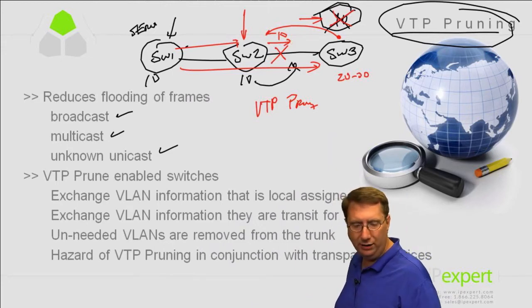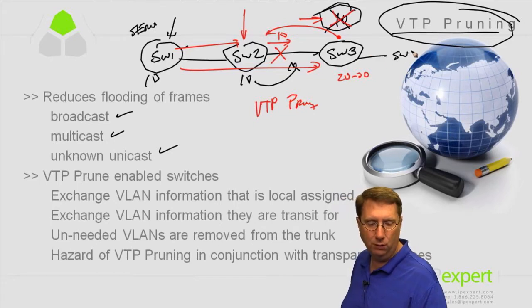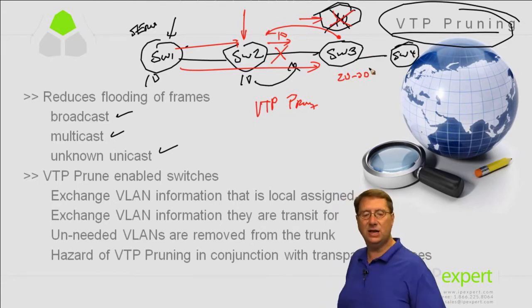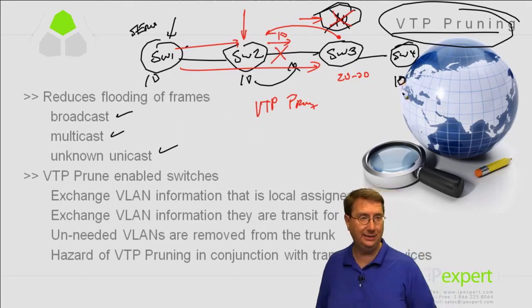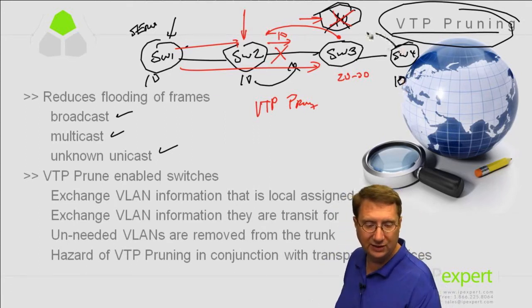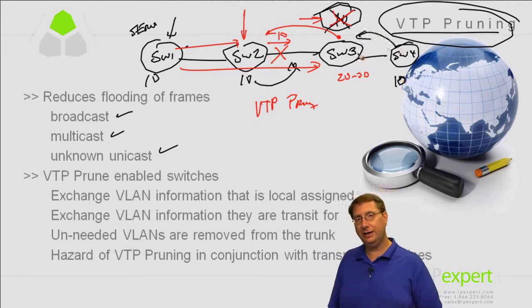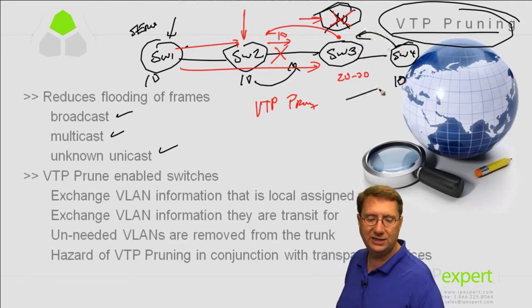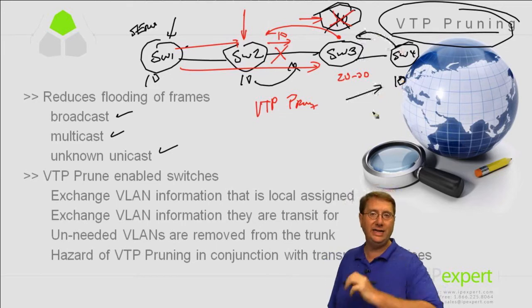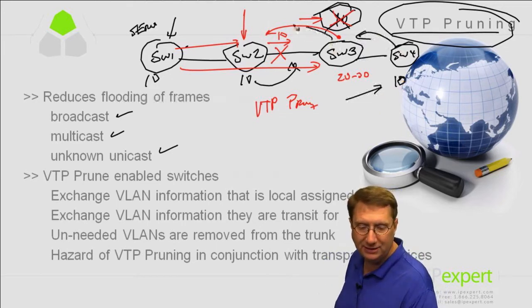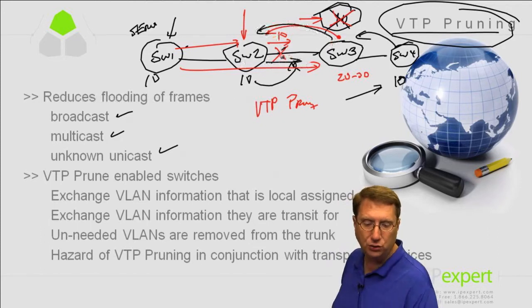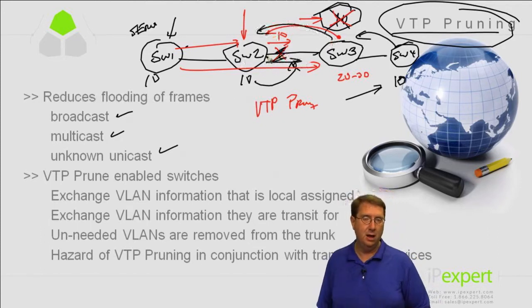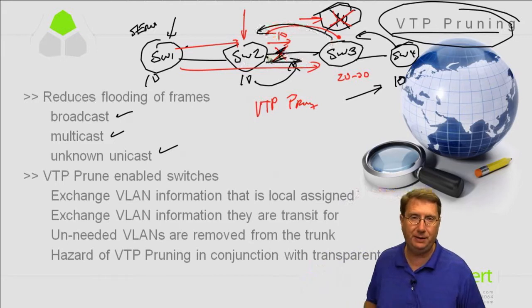Let's say now I have SW4 in the mix, and SW4 does have VLAN 10 that it needs, which means it's going to send that request to SW3. SW3 now knows that its neighbor, SW4, needs VLAN 10, so it's going to start sending the requests for it so that SW2 knows to send it across that link. So that's all there is to VTP pruning.